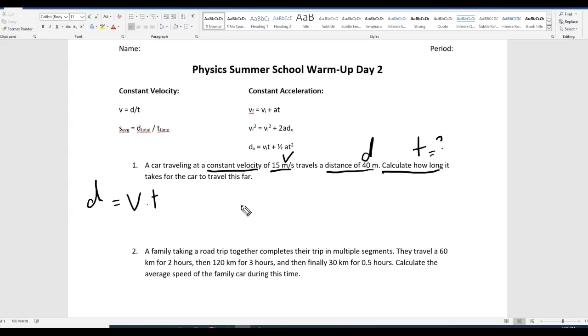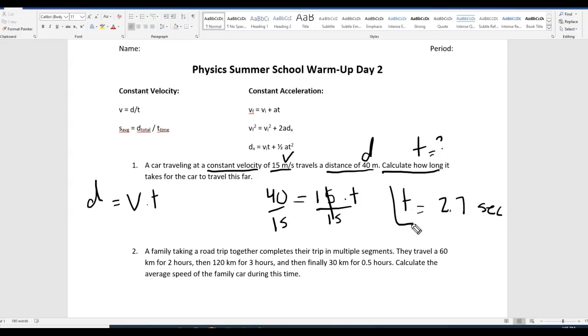So d equals v times t. In place of d, I'm going to put 40 equals v. I also have as a given, that's 15. And then t I'm going to leave in there because t is my unknown, and t is what I'm solving for. So it's just going to be 15 times t. And if I want to get t by itself, I say what's being done to t is being multiplied by 15. So to undo that multiplication, I need to do the opposite of multiply, which is divide. And so I'm going to divide both sides by 15, because 15 is what is multiplying t. So I divide both sides by 15, and 40 divided by 15 is 2.7 seconds.